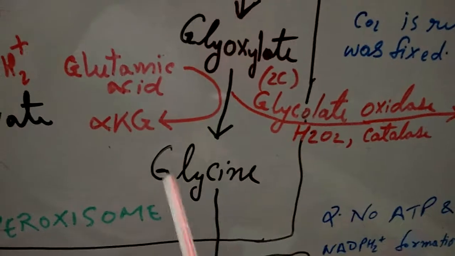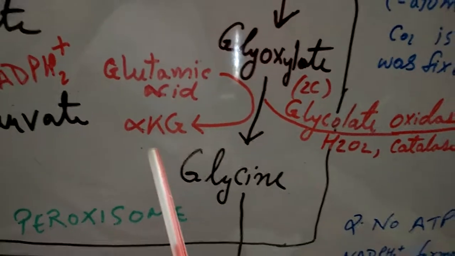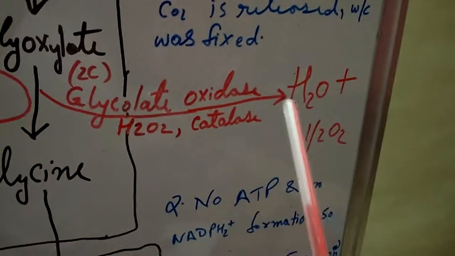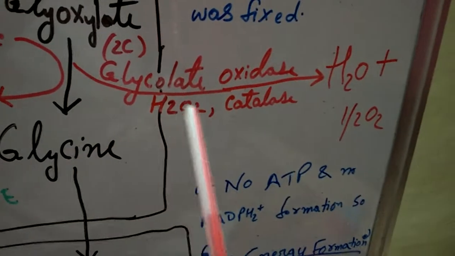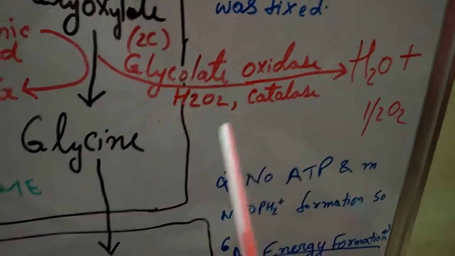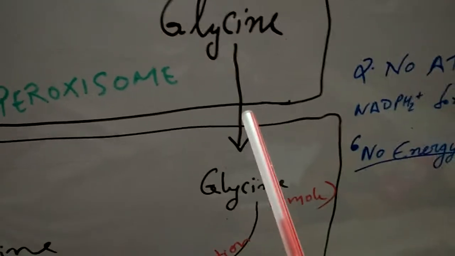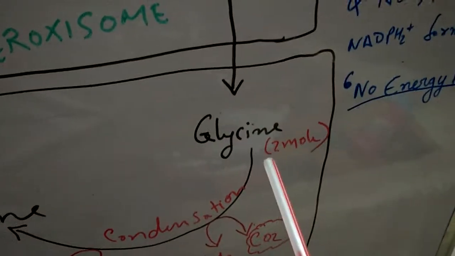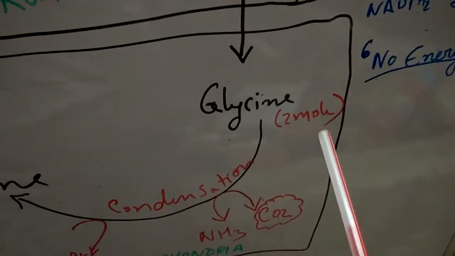Glycine is an amino acid, and the two processes are glutamic acid converting into alpha ketoglutarate or alpha ketoglutaric acid, and formation of one molecule of water and half molecule of oxygen, which is catalyzed by glycolate oxidase, hydrogen peroxide, and catalase. This amino acid, that is glycine, gets transported into the third organelle, which is mitochondria, and two molecules of glycine are produced, as you can see here.